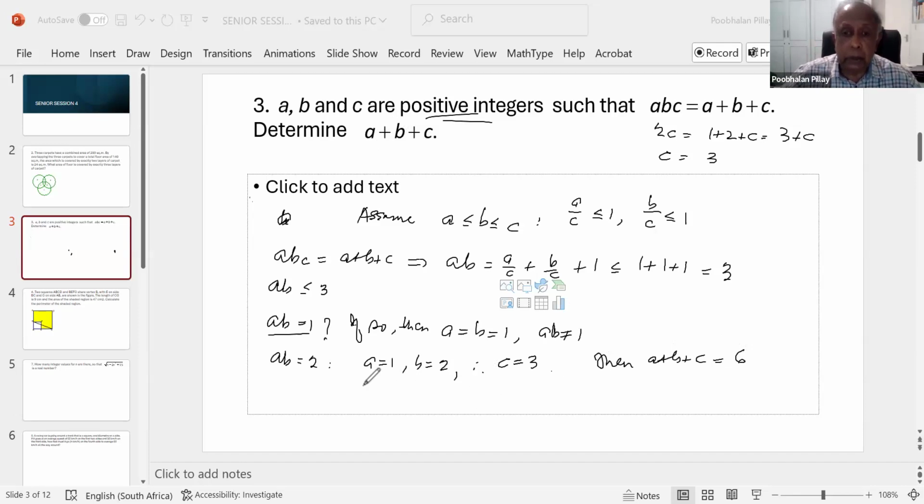But there may be some other solutions because we still need to have a look at what happens when AB is equal to 3. Maybe this will give you another solution. Once again, the product of 2 numbers is equal to 3, and A is smaller than B. So here you will have A is equal to 1 and B is equal to 3. That's the only way you can have this product equal to 3.